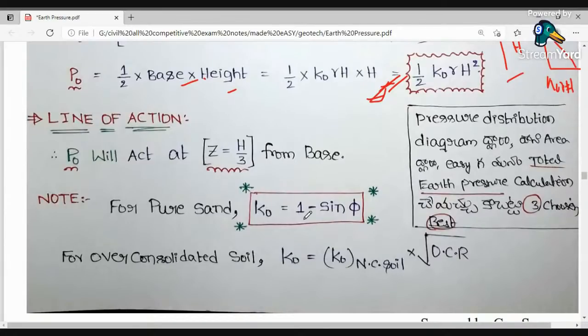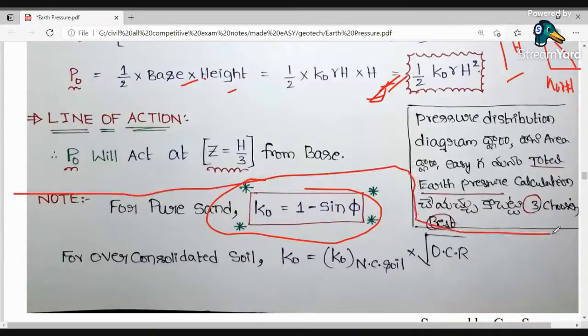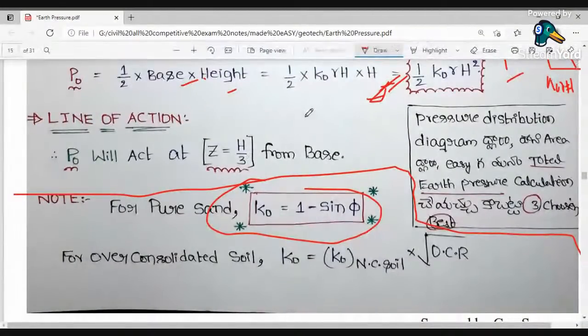For pure sand, K naught is nothing but 1 minus sine phi. Okay, so this formula you also have to remember. And since it is a triangular distribution, the force obviously acts at a distance h by 3, right? So that is the point. This distance is h by 3, and if we go from the top, it is 2/3 of h.